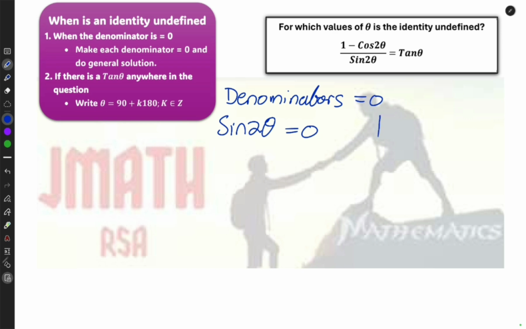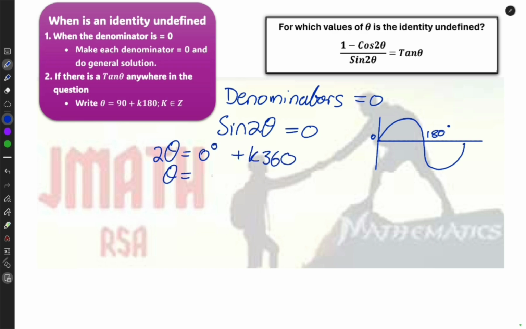And remember, if it's equal to 0 or 1, I can just follow the graph to get the answer. So in this case, my sine graph would be 0 at 0 degrees and at 180 degrees. So the answer to this question is just 2 theta is equal to 0 degrees plus k 360. So therefore theta is equal to 0 plus k 180. Now that's only the one quadrant. So that was quadrant 1.